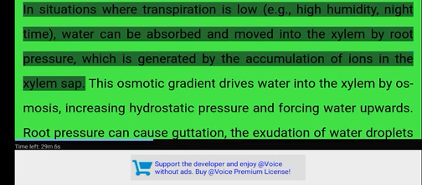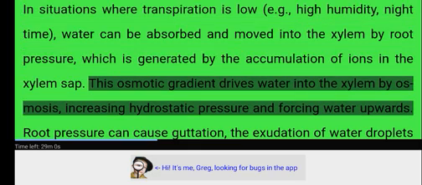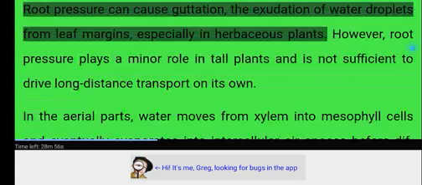In situations where transpiration is low, for example high humidity or nighttime, water can be absorbed and moved into the xylem by root pressure, which is generated by the accumulation of ions in the xylem sap. This osmotic gradient drives water into the xylem by osmosis, increasing hydrostatic pressure and forcing water upwards. Root pressure causes guttation, the exudation of water droplets from leaf margins, especially in herbaceous plants.